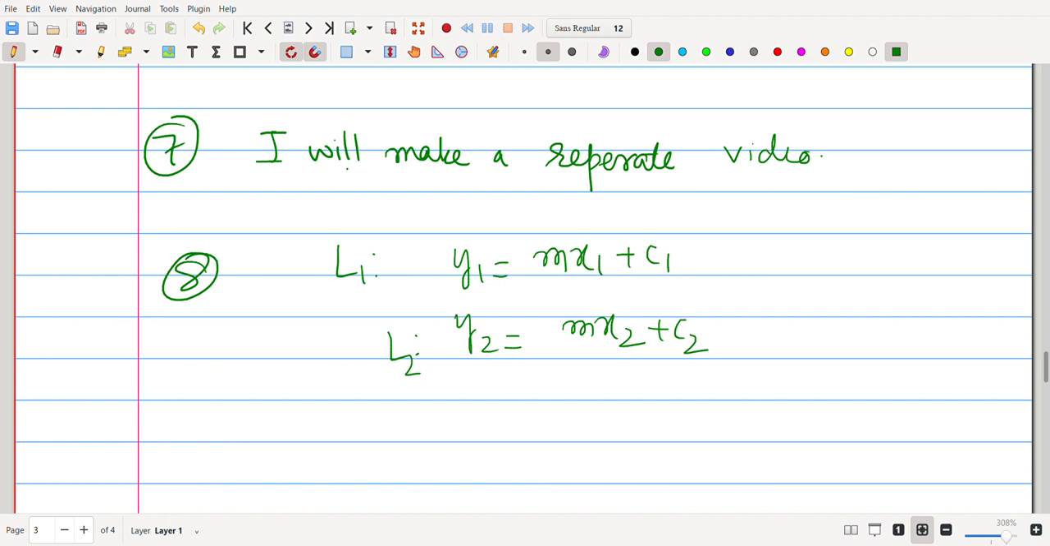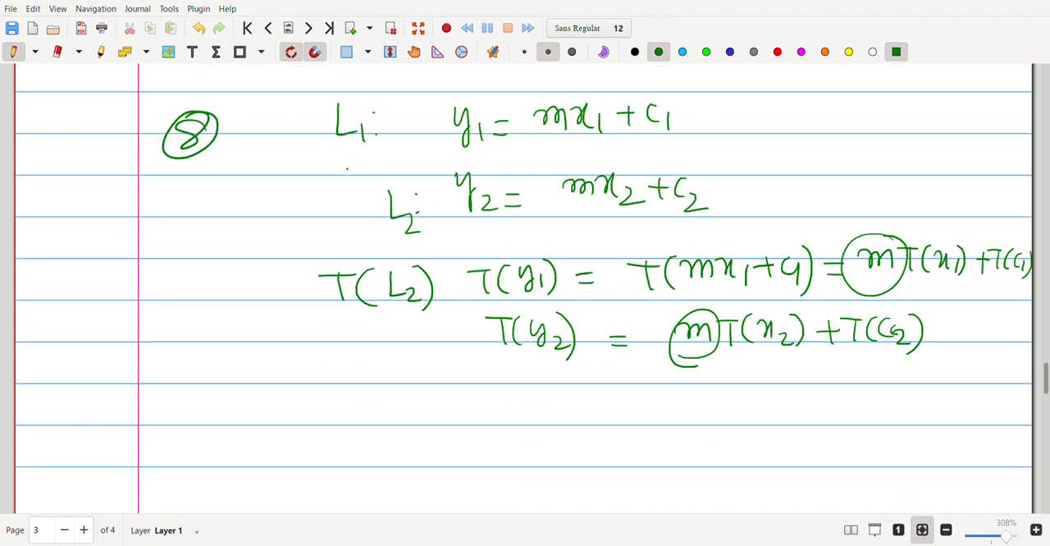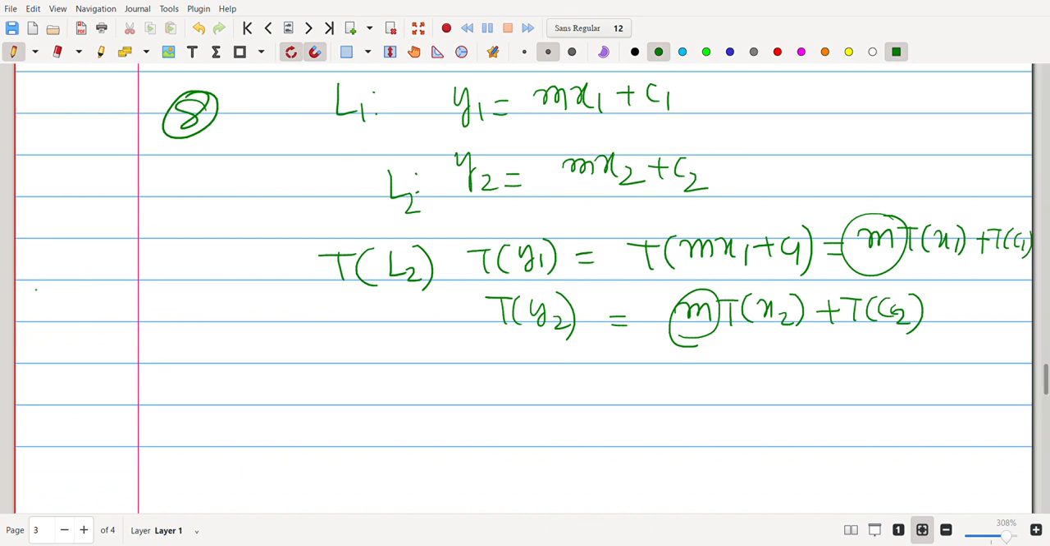And if you map it, it is the same as m times T(x1) plus T(c1), and here T(y2) is m times T(x2) plus T(c2) by definition. Here also the m are the same. That means they are parallel. So T(L1) and T(L2) are also parallel.